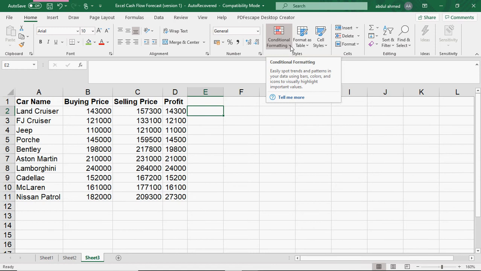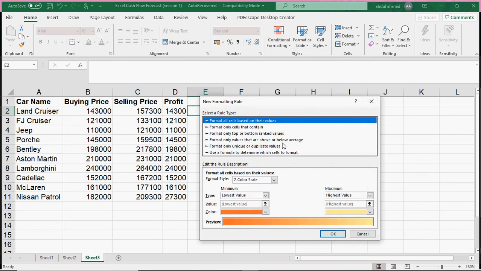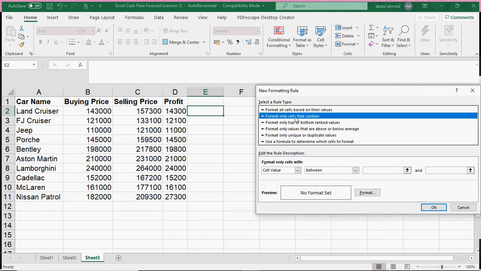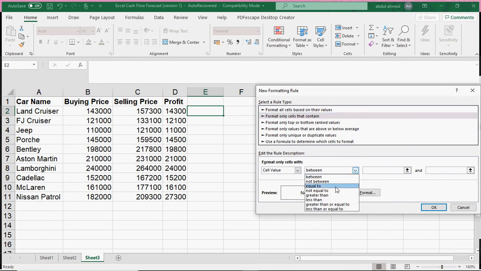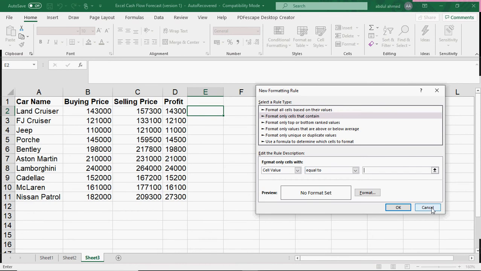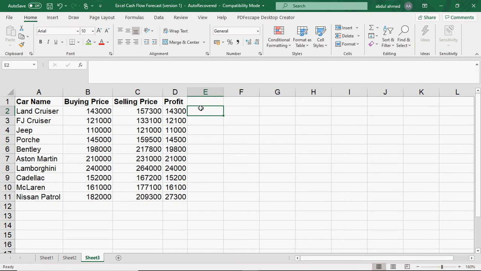To do it, I'm going to go in there and say new rule, because it's the first time I'm doing it. New rule, and I will always pick the second option from the top. I will say format only cells that contain, value equal to... sorry, I skipped something, so I'm going to go back a bit. I want to show the if statement. That's something I said to you for your e-learning last week.